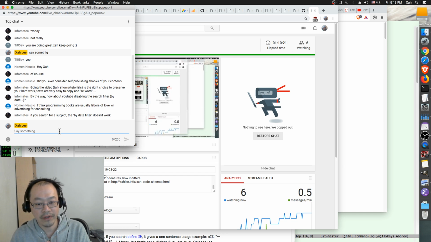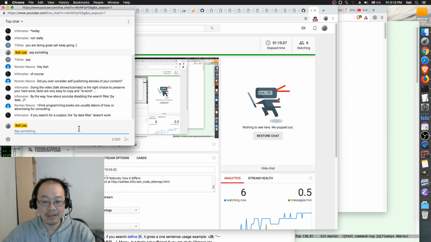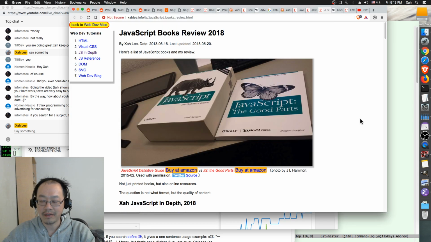If you search for a subject, the by date filter doesn't work. Oh, okay. So apparently there's a bug, I guess. So that's why it's not working for me.